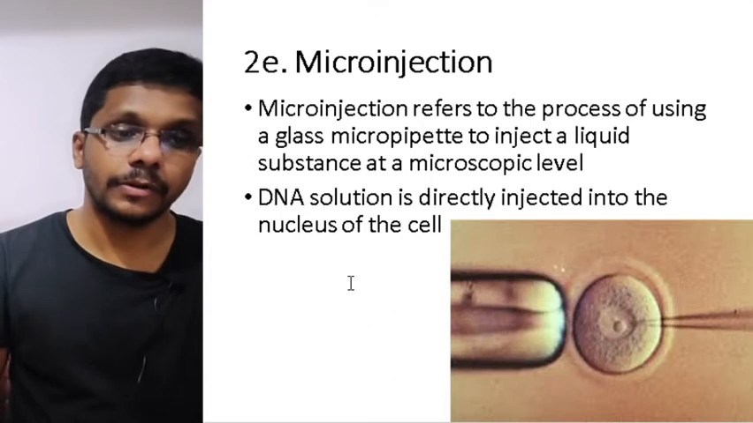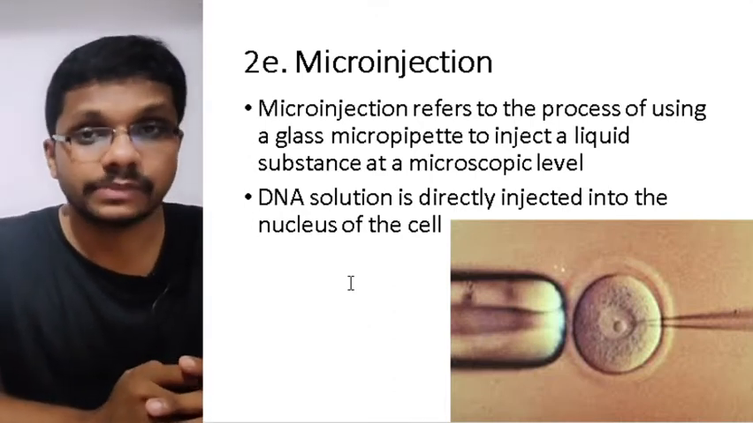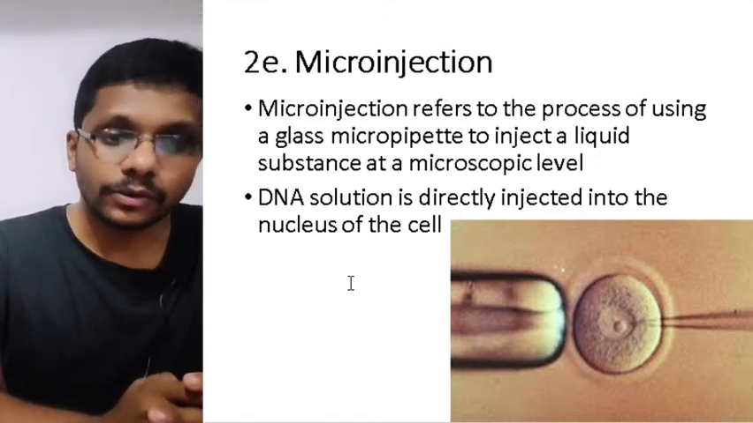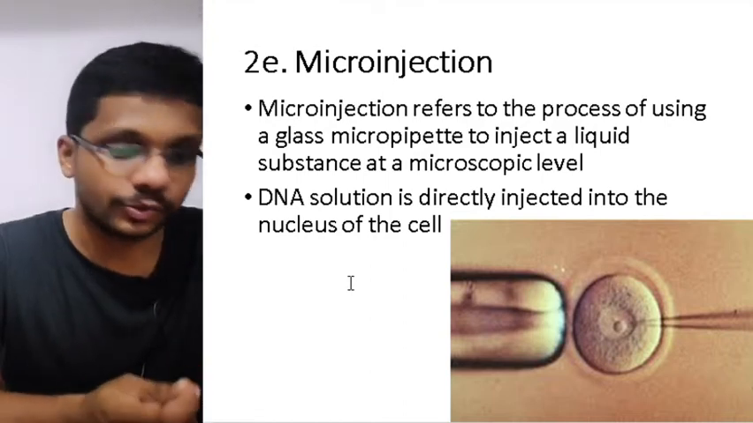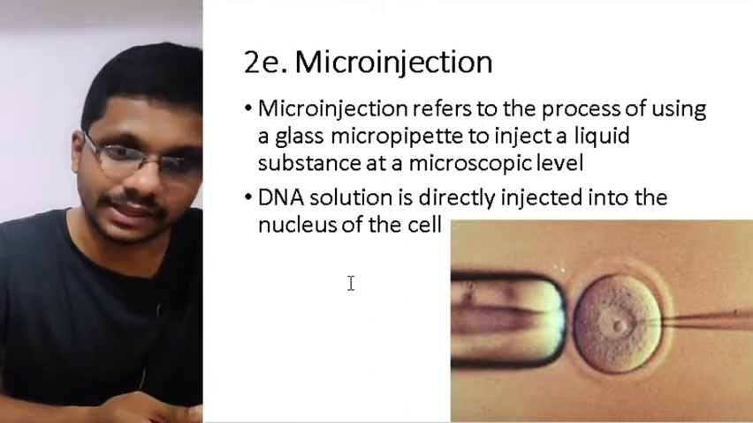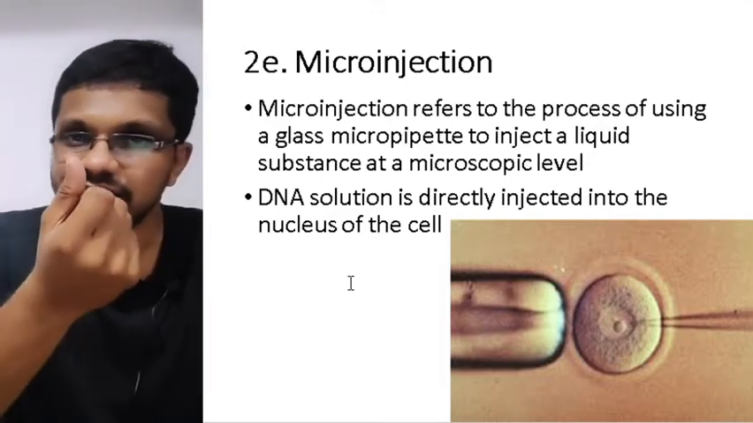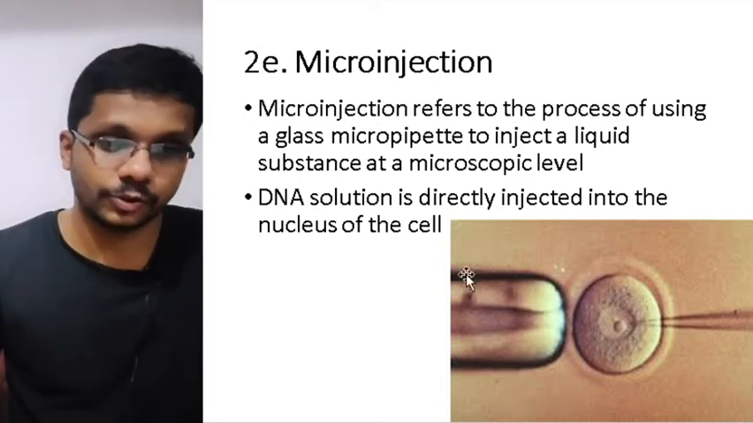So the next method is unique for eukaryotes and especially for animal cells. It is called microinjection. In microinjection, we use very fine glass pipettes to physically inject the DNA into the cell. Just like taking an injection, we are injecting a cell. A cell is very small, but we can manage to inject it. So here is a representation.